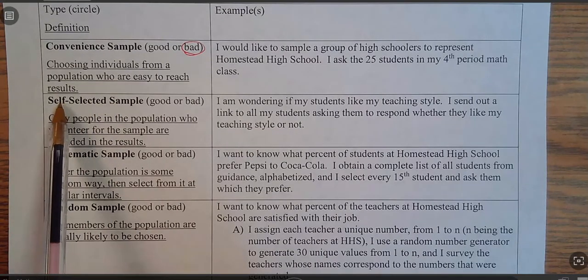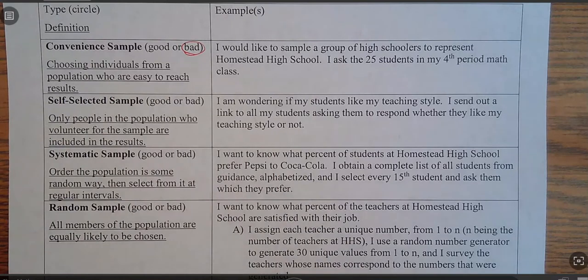Let's see here. Self-selected sample. So self-selected means only people in the population who volunteer are included. So you have to volunteer yourself. You self-select yourself. So I'm wondering if my students like my teaching style. So I send out a link to all my students, asking them to respond whether they like my teaching style or not. Now, for the most part, who's going to answer? Who's going to respond to that survey?